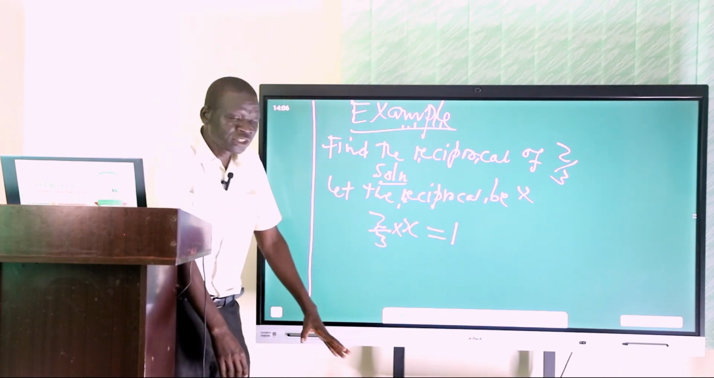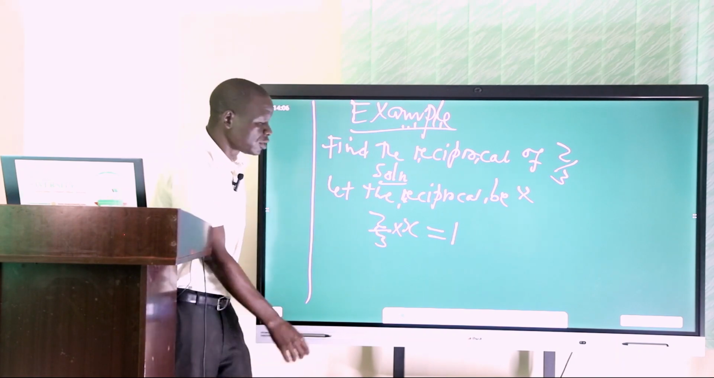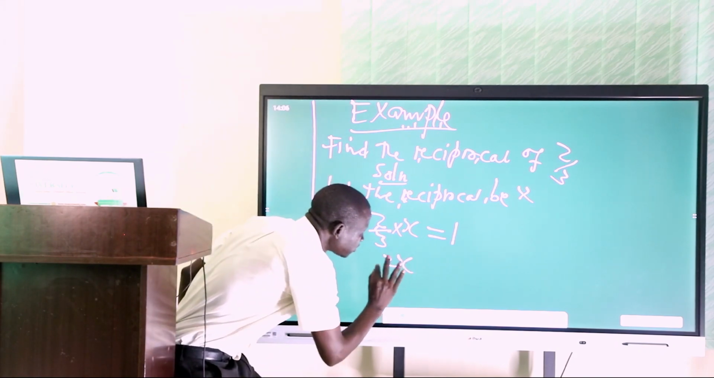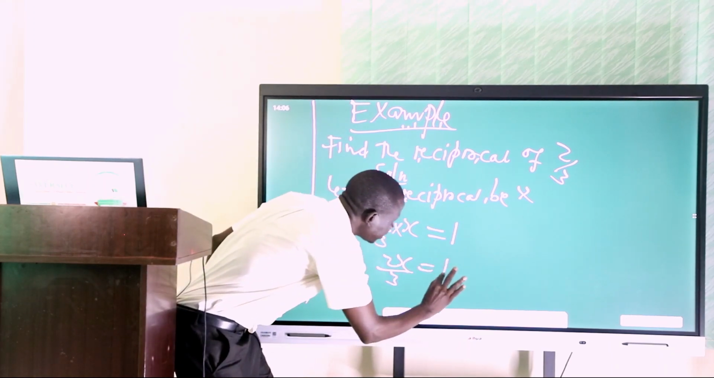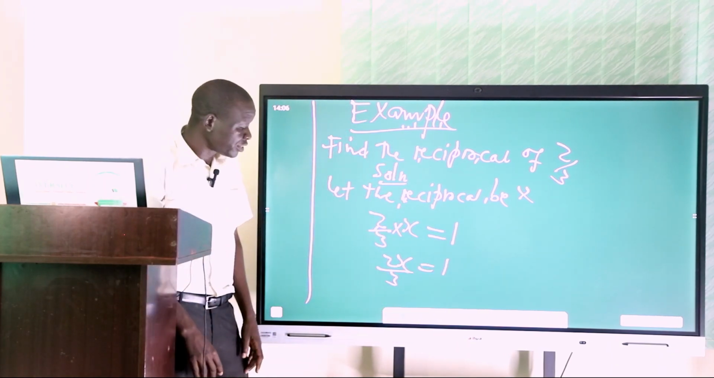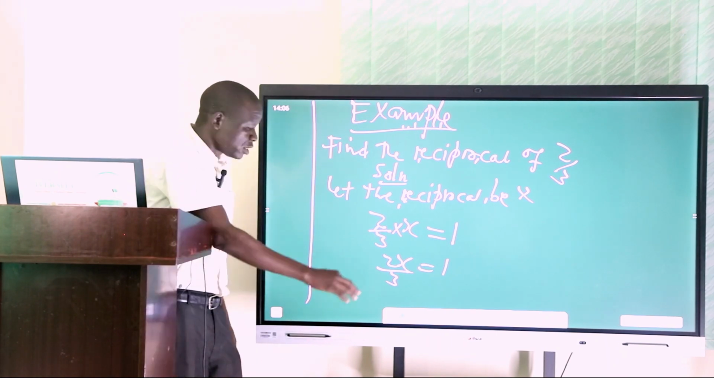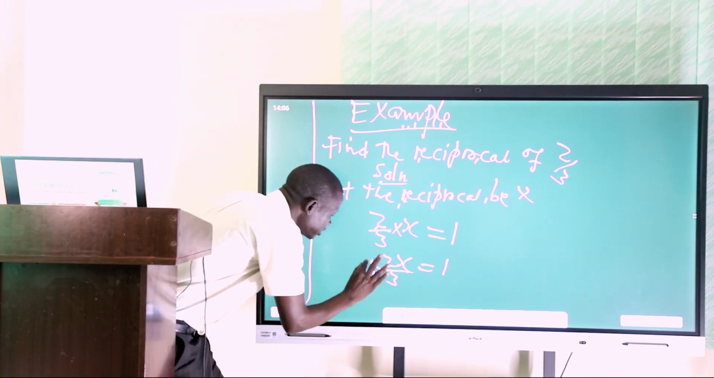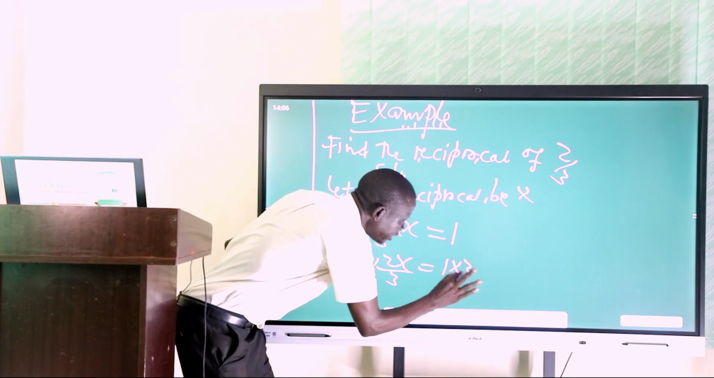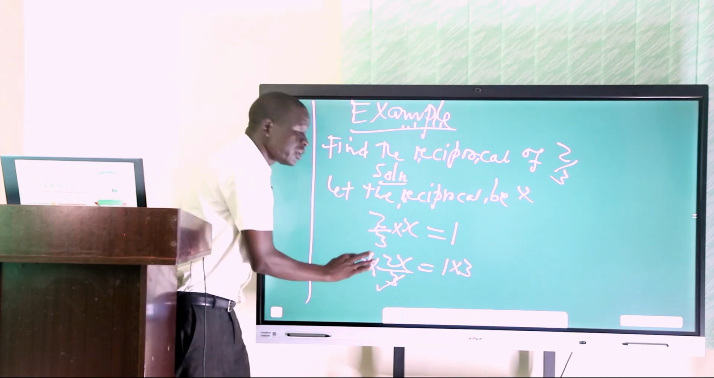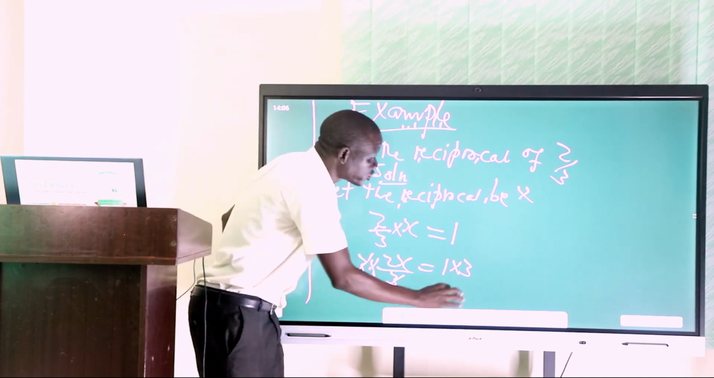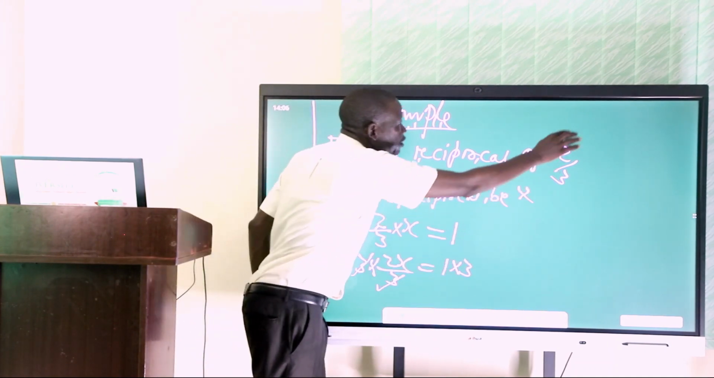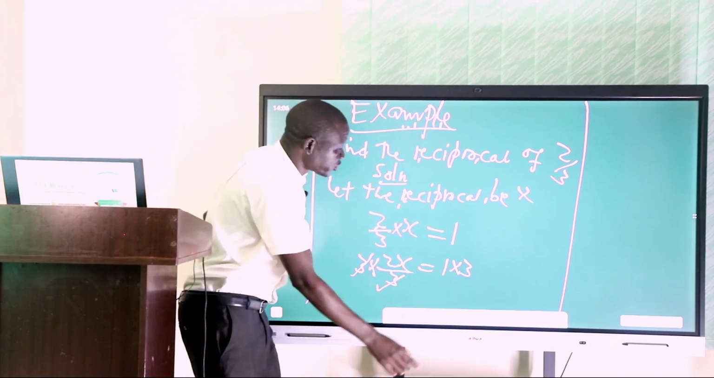So in this case, 2 times x, we get 2x over 3. And then we equate to 1. To remove the denominator, I will multiply both sides by 3. The 3 automatically will cancel. We are left with the 2x.